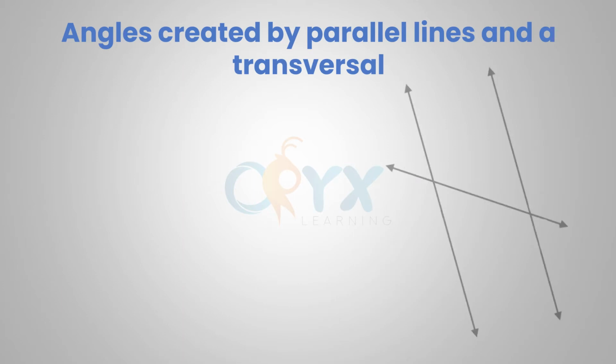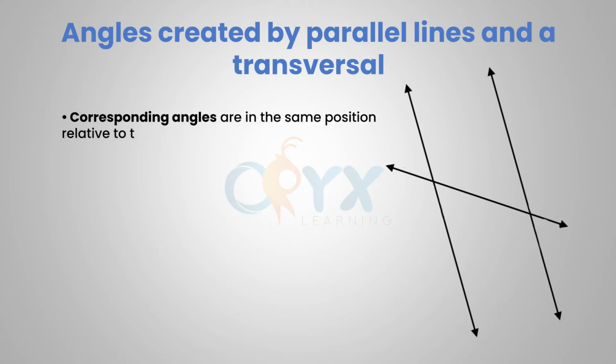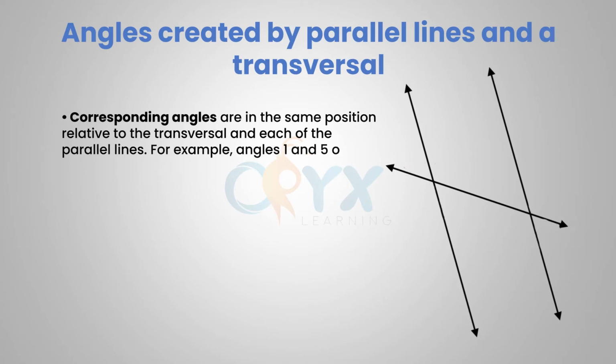When two parallel lines are cut by a transversal, they create several different angle pairs, one being corresponding angles. Corresponding angles are in the same position relative to the transversal in each of the parallel lines. For example, angles 1 and 5, or angles 3 and 7 would be considered corresponding angles.